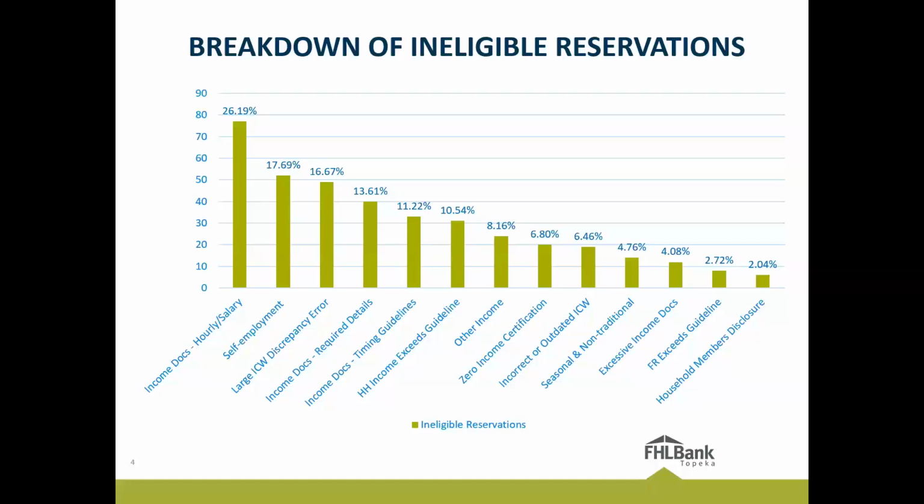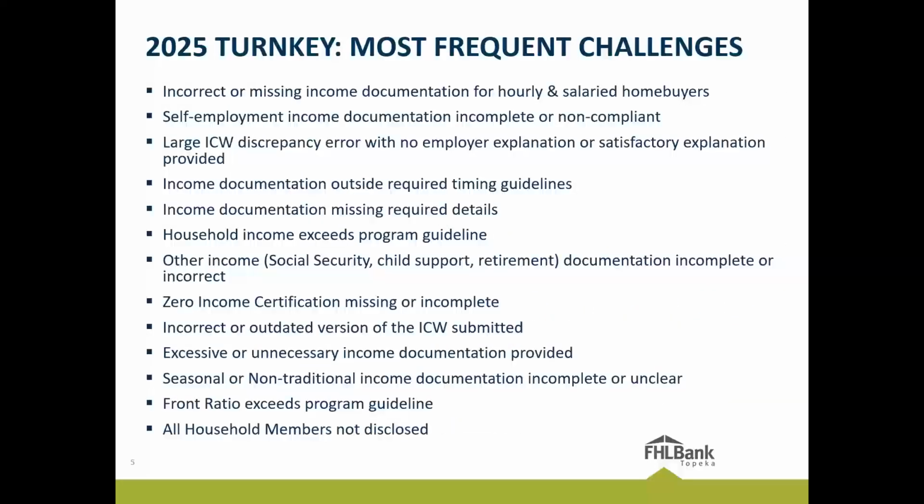So here's a breakdown of those ineligible reservations. And then this is just really the same information that lists out the reason for the ineligible reservations. We spent a lot of time reviewing them, digging into the patterns behind it, and our goal was to understand where the process was breaking down and how we can better support you. From that review, we identified several areas where targeted training can make a meaningful difference and help improve the reservation submissions moving forward.